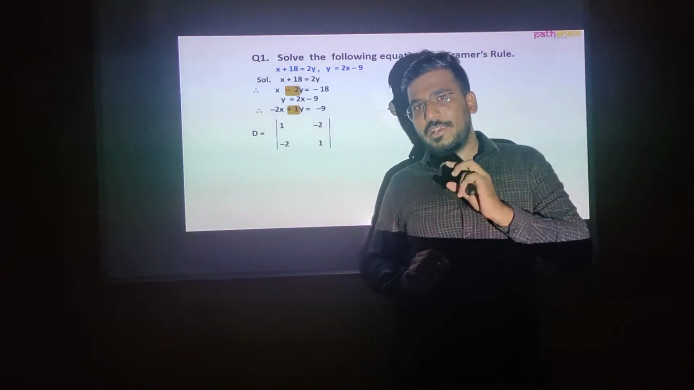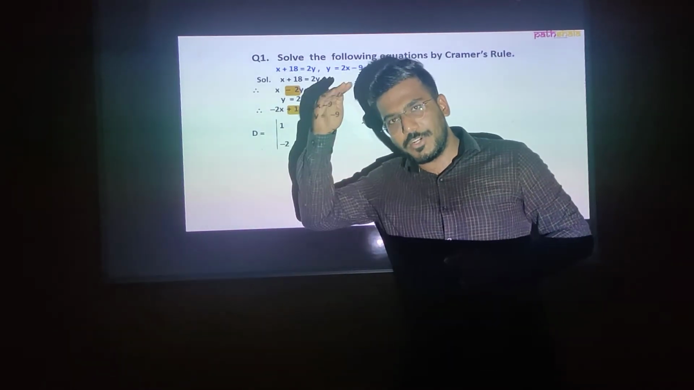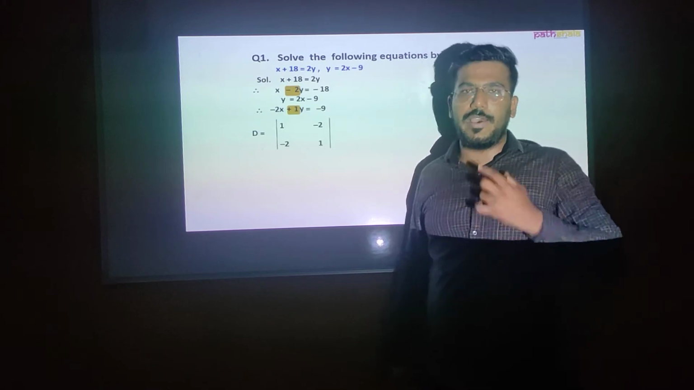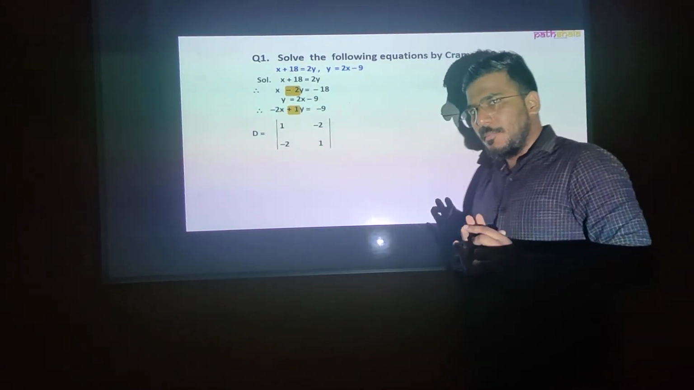Make sure you understand. क्या किया मैंने? Once again, determinant D में पहले आएगा coefficient of x, फिर आएगा coefficient of y. So this is first determinant. अब इसको सॉल्व कैसे करना है ये ऑलरेडी अपने को आता है, by cross multiplying.